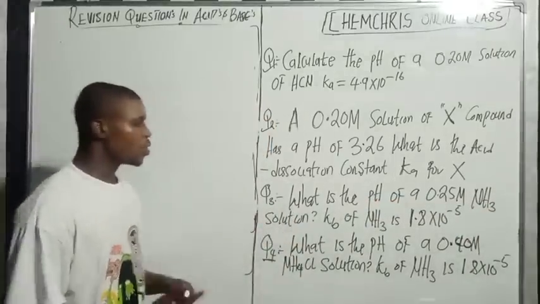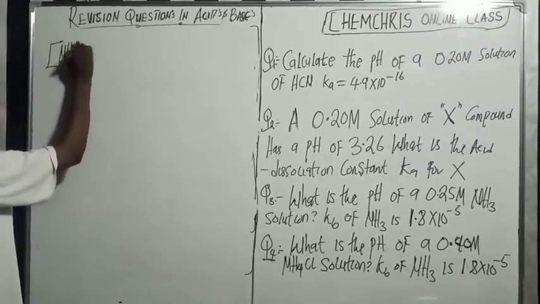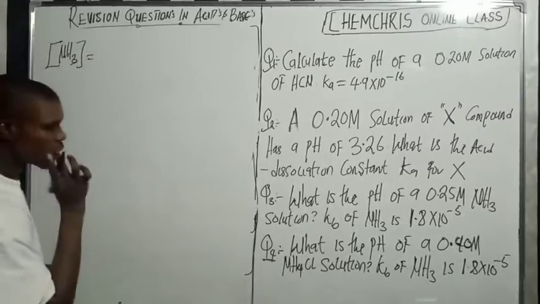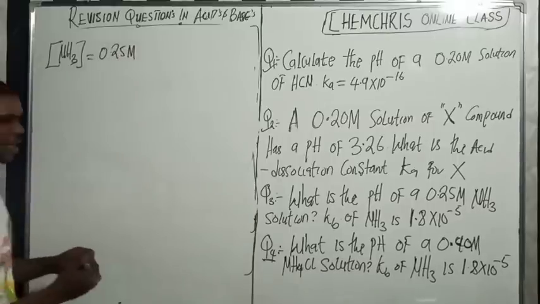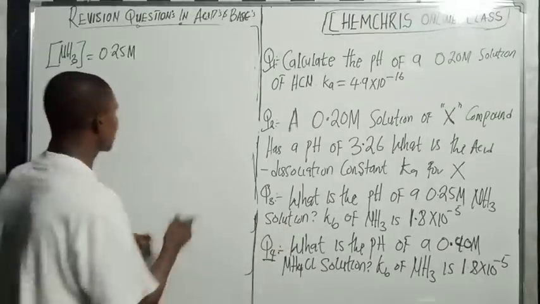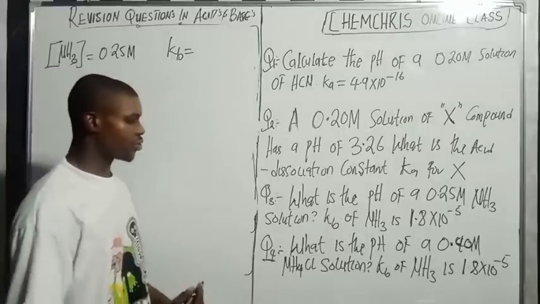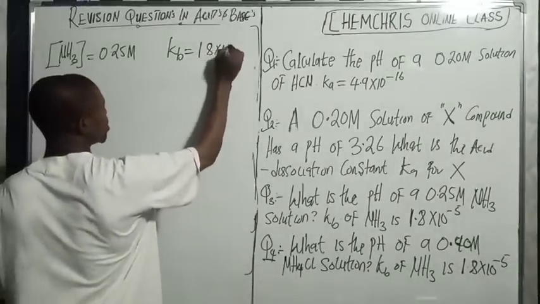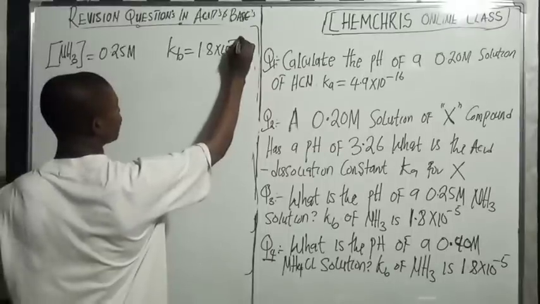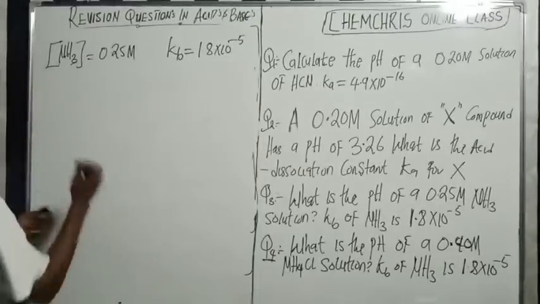Solution. The concentration of the base, NH3, is 0.25 molarity. Can you see that? Now Kb, which is the base dissociation constant, is 1.8 exponential minus 5. Can you see that? Now they're asking you the pH. What is the pH?